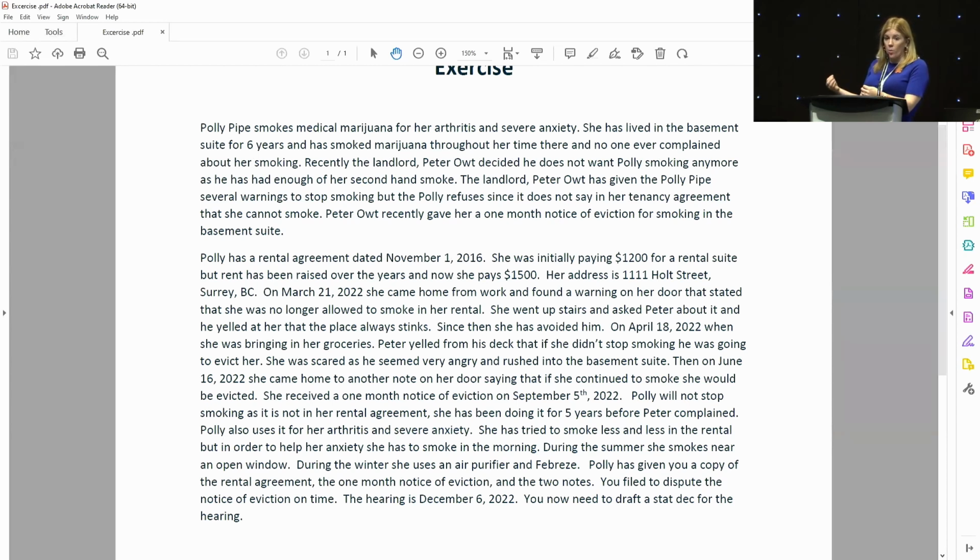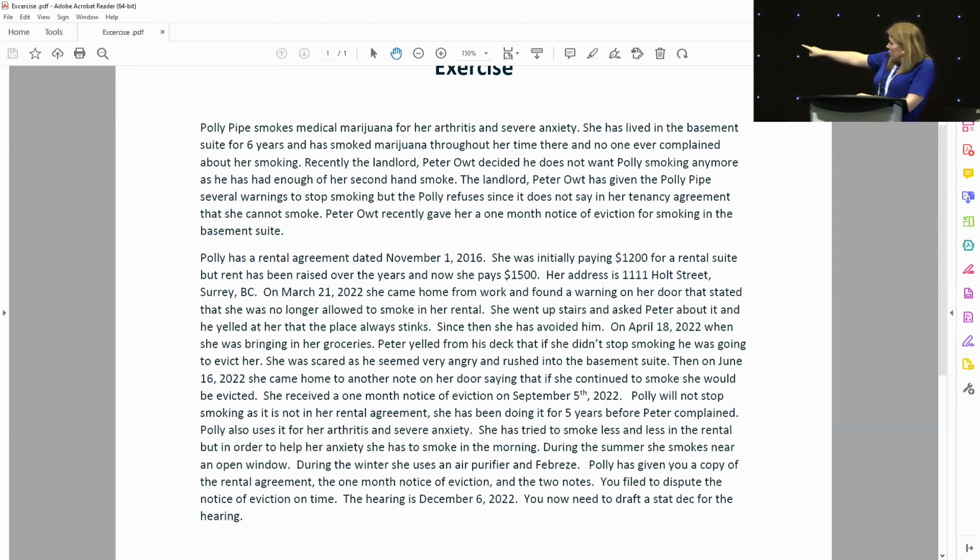So when you read this, you're going to be thinking, what would I want to know if I was the decision maker? So draft your affidavit, go back. What would I want to know? What do I not want to know? What do I need to know? You would put in there during the summer, she smokes near the open window. You could show a picture of that. You might not need a picture of that.